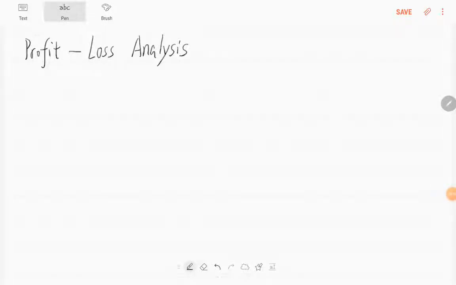Here we want to look at the profit loss analysis again. So the companies always use the profit loss analysis to support the decisions regarding the pricing of the products and the appropriate levels of productions in order to maximize the profit.